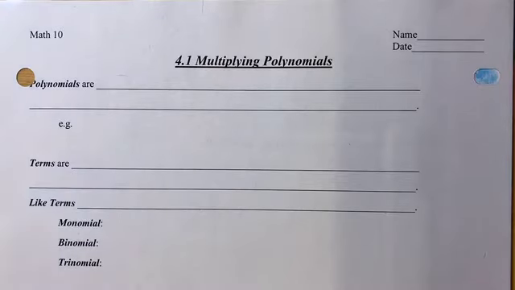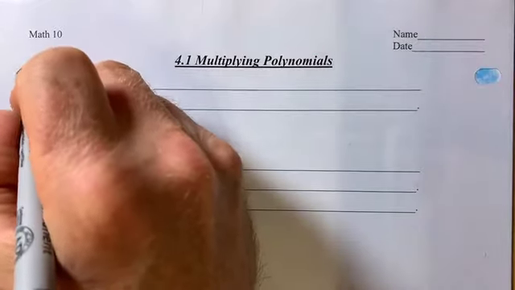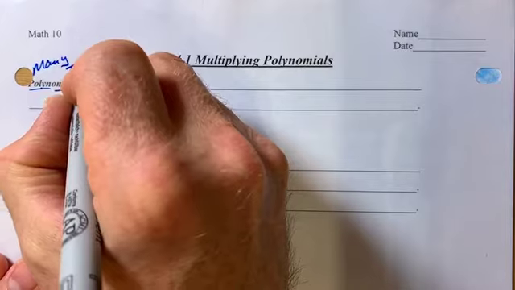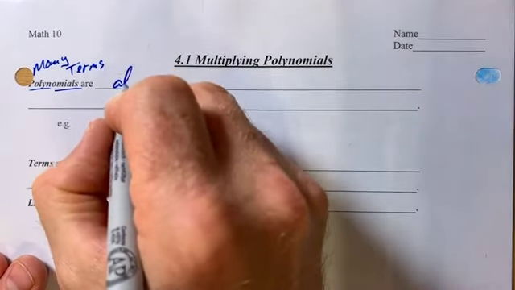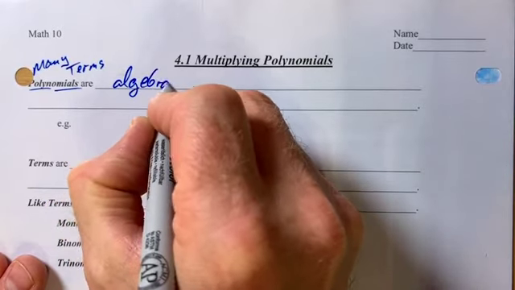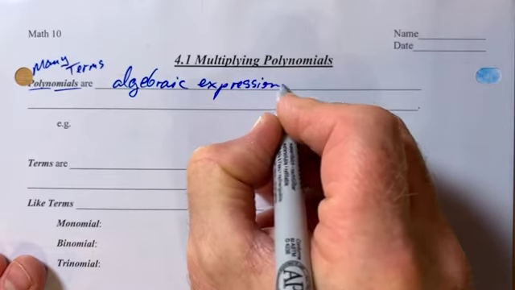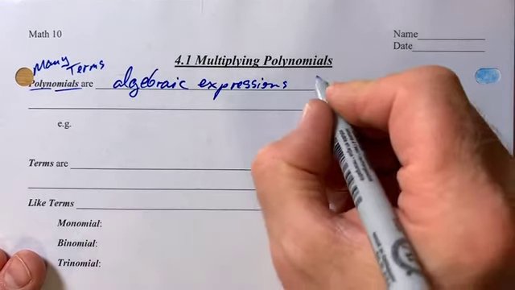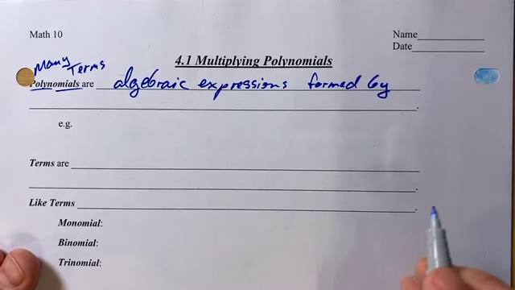Okay, so this is a lesson on multiplying polynomials. What polynomials are: poly means many, and nomial just kind of means terms. So it means a whole bunch of algebraic terms together. These are algebraic expressions, and they involve terms and numbers and constants and exponents. These are formed by adding and subtracting terms.